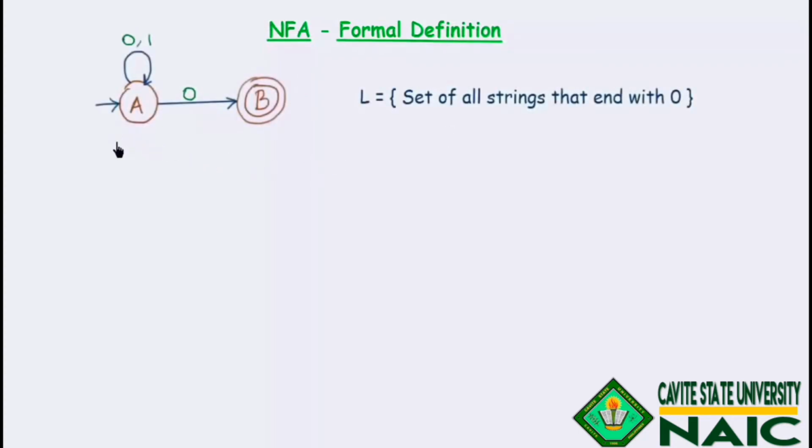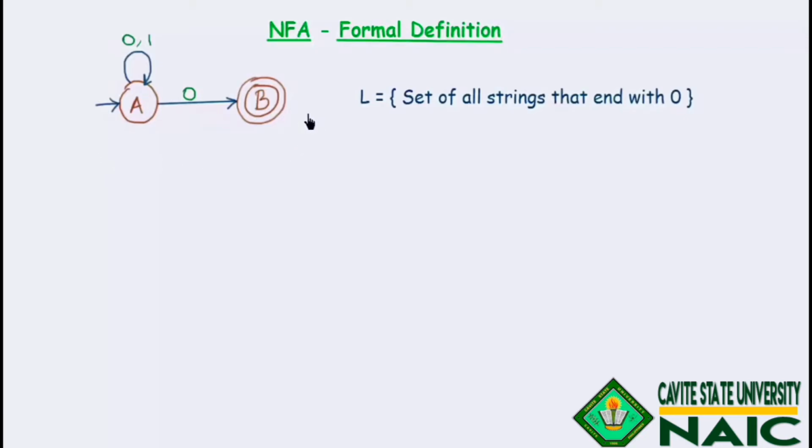Here we have the example of an NFA, and what is that NFA? It is actually a machine that accepts the set of all strings that end with 0. And how do we know that? If we look at this, we see that on getting 0, it comes to B, which is the final state represented by a double circle. So we know that the set of all strings that end with 0 is accepted by this NFA.